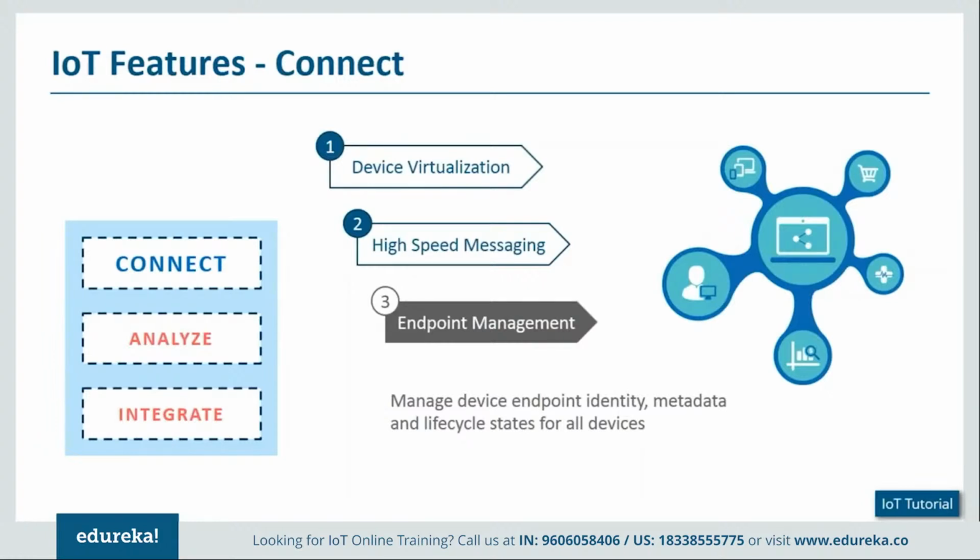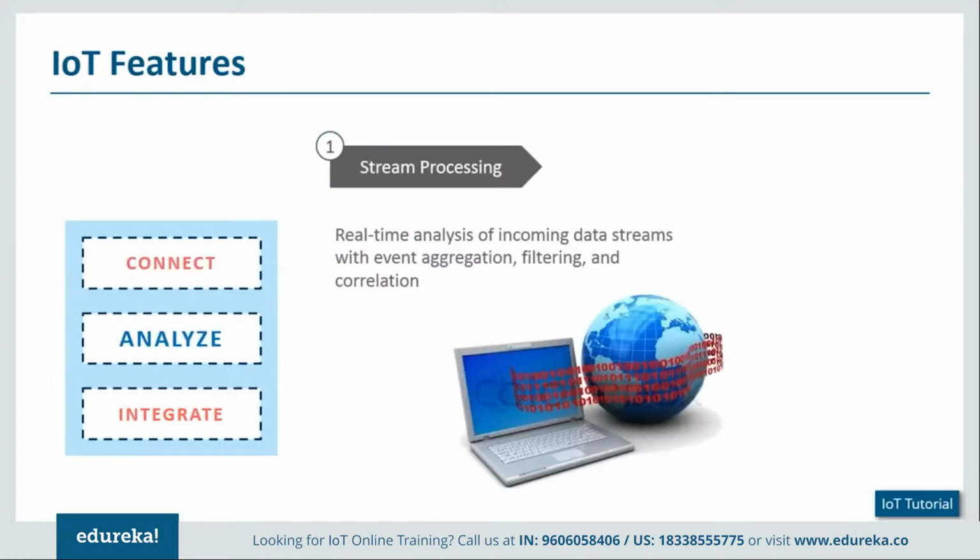Now the next feature is analyze, and the first thing that you need for analysis is stream processing. If the data coming from the device is not on a real-time basis, then my system is of no use. There's no use if I tell my system to switch on the AC at my home and by the time I reach there the AC is not even turned on; then it's a failure of my system. So real-time analysis of the incoming and outgoing data must be done with respect to different aggregations, filtering, correlations, processing and so forth.